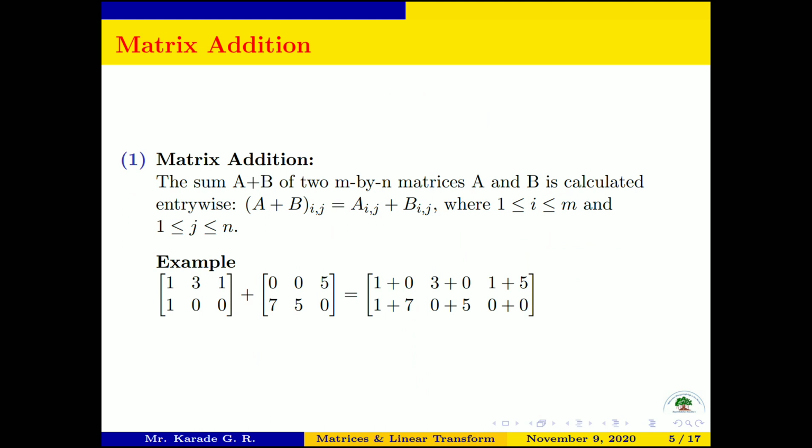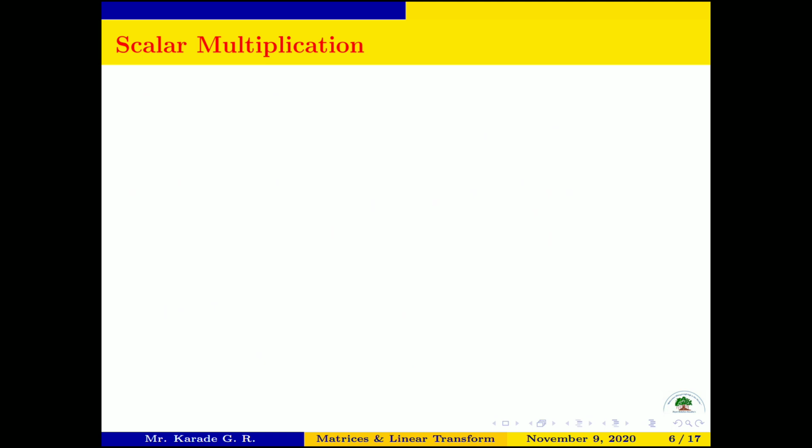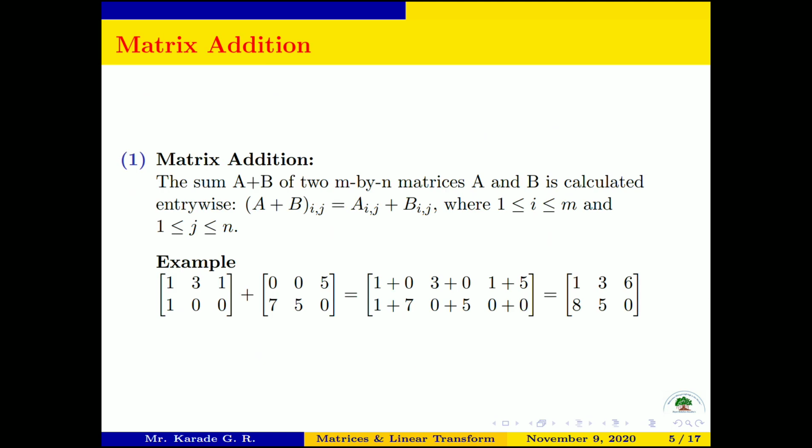It is also a matrix of order 2 by 3. First row is 1 plus 0, 3 plus 0, 1 plus 5, second row 1 plus 7, 0 plus 5, 0 plus 0, and it is equal to matrix of order 2 by 3, 1, 3, 6, 8, 5, 0. So in this way we make the addition of two matrices.